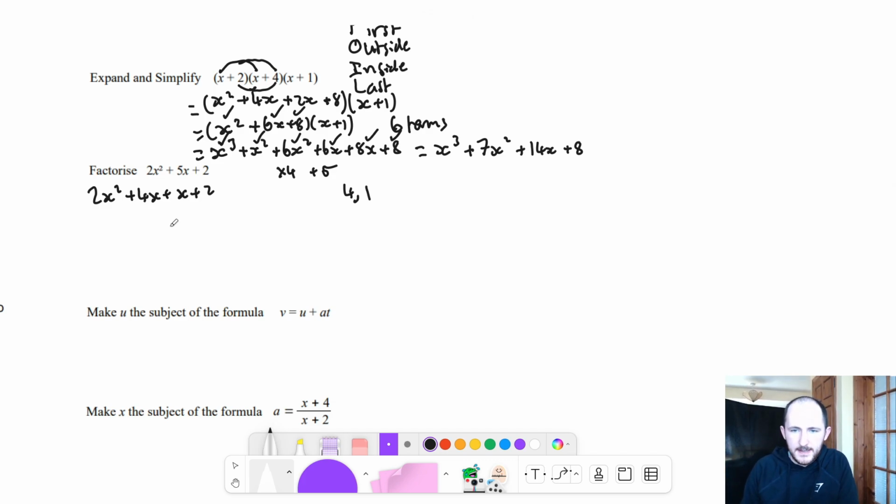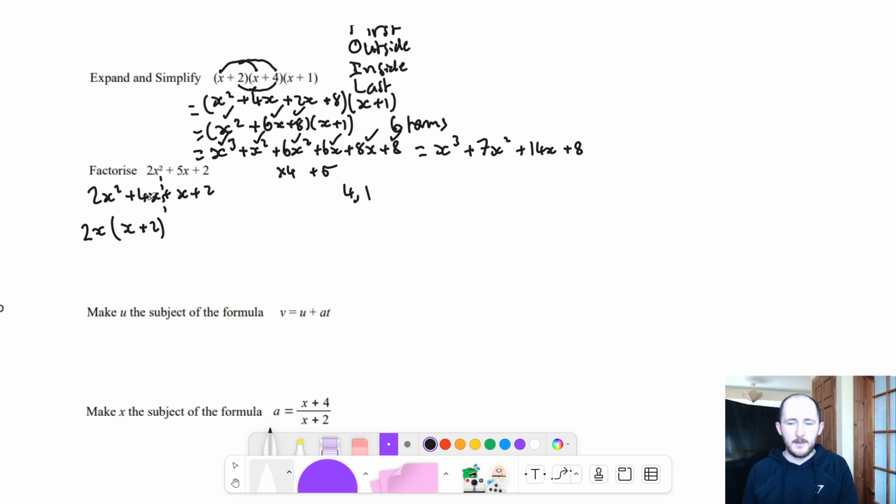I then divide this thing in twain, in 2, and I factorise the first 2 things. So 2 and 4, what's the biggest common factor? Well, it's 2, right? And then x squared and x, all you do is you pull out the smallest power of x, which in this case is just x. Open bracket. What do I times 2x by to get 2x squared? I times it by x. What do I times 2x by to get 4x? I times it by 2.